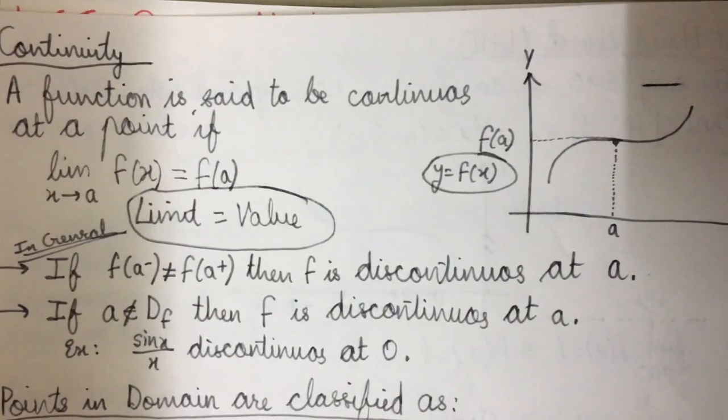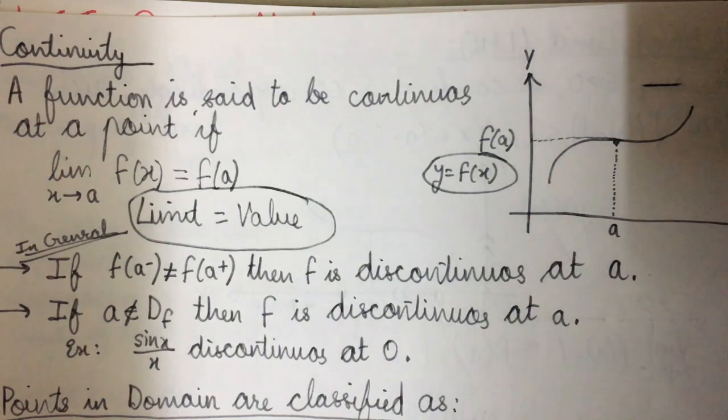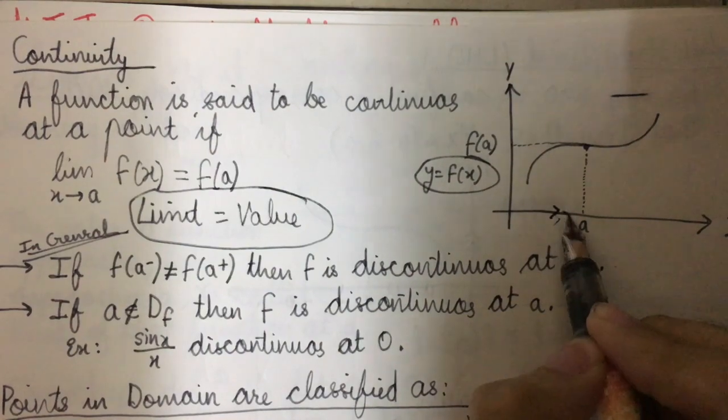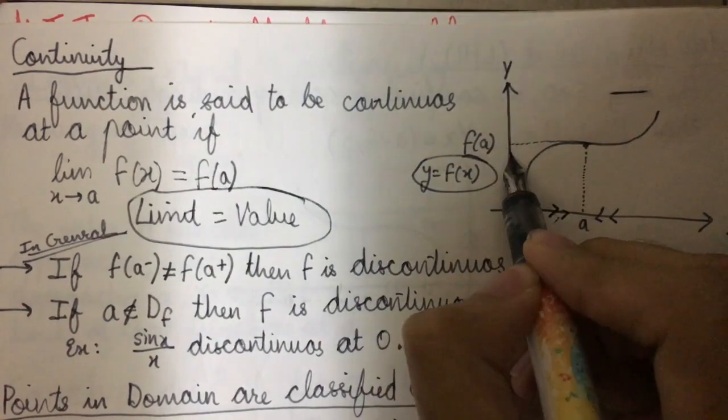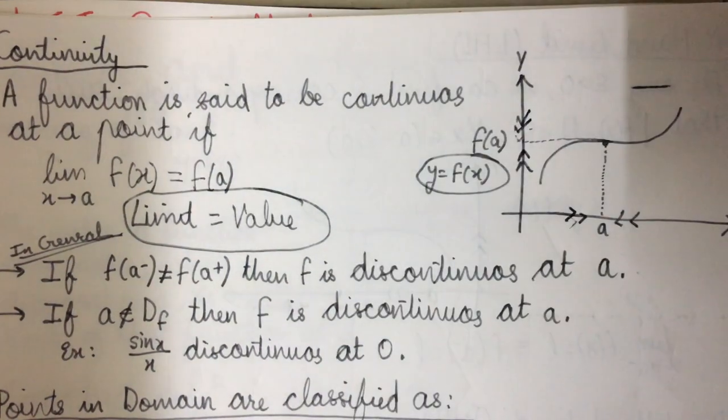Now let's see what the term continuity means. A function is said to be continuous at a point if the limit of the function at that point and the value of the function at that point are equal. That is, limit x tends to a f(x) and the value of f of a are equal.